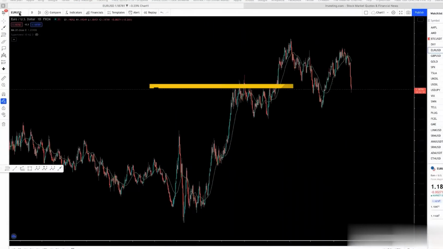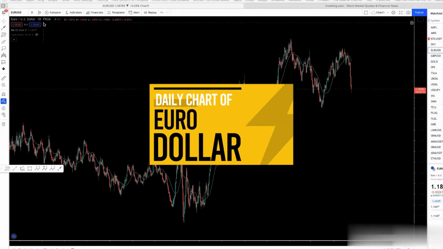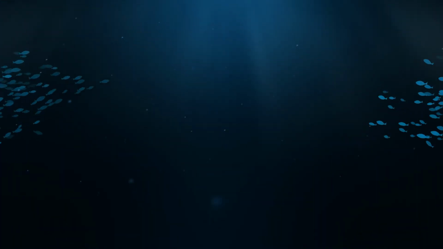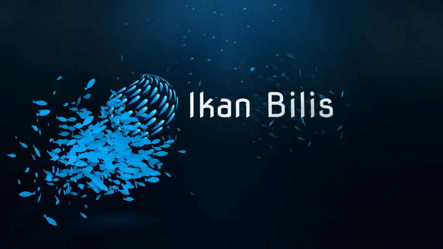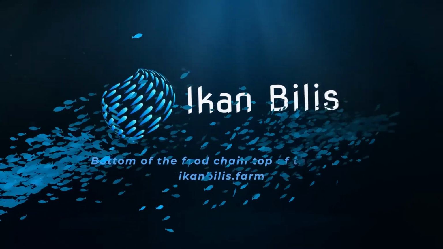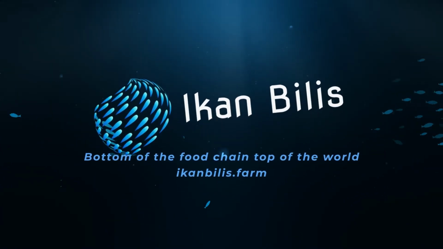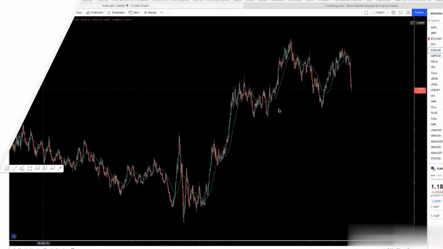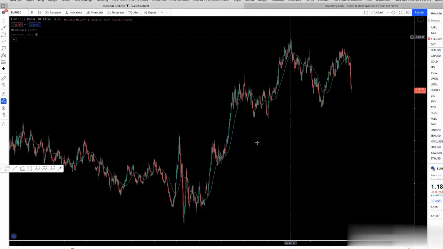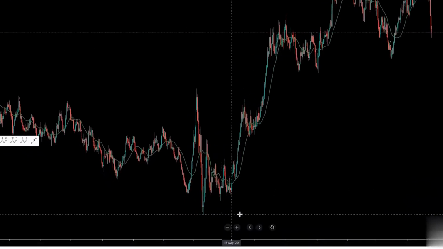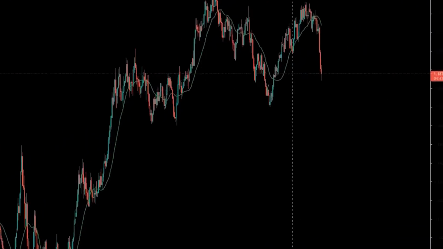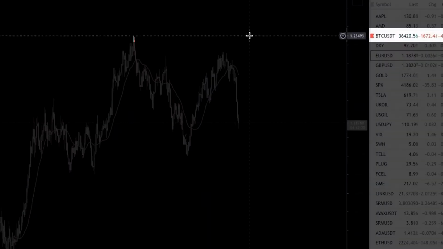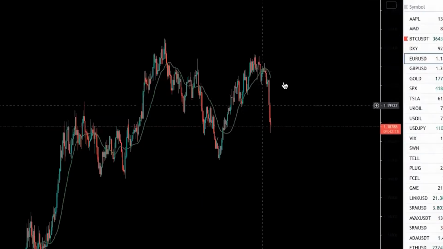Hi everyone, so we are trying to analyze the euro dollar daily chart here. So where are we right now? We've come all the way from the March lows of 106 up to just below 124, and now we're seeing more weakness in the market.